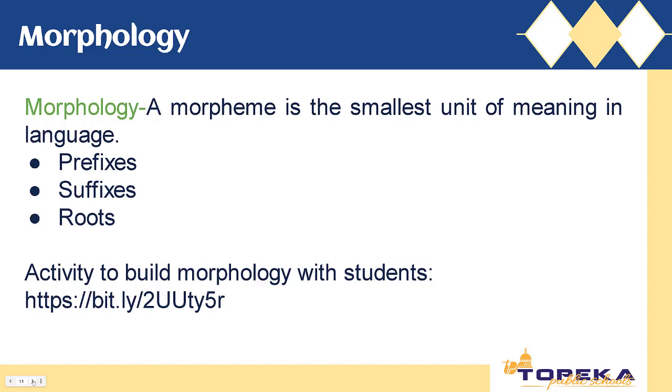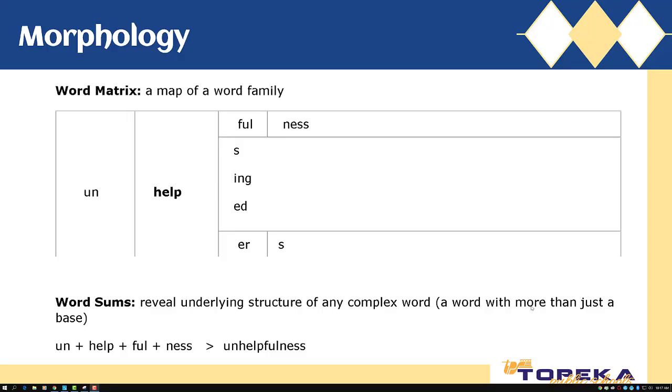When we look at morphology, we are looking at the smallest unit of meaning within a word. And morphology is comprised of prefixes, suffixes, and roots. And on the screen, you will see a link to a bit.ly that you will be able to access anytime through this presentation. And we're going to take a moment to look at the activity that is on this bit.ly and how you can use it with your students.